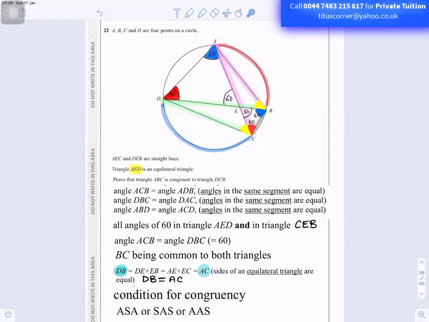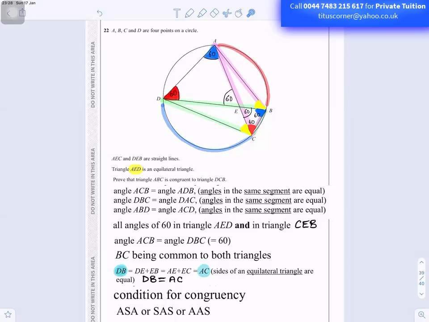So some of the things you want to consider are angle ACB and angle ADB. Angles in the same segment are equal. Angle DBC and angle DAC. Angles in the same segment are equal. Angle ABD and angle ACD. Angles in the same segment are equal. So it's just to look at the 2 blue angles are the same, the 2 red angles are the same, and the 2 yellow angles are the same. If you look at the arc from that side, 2 blue angles are the same, 2 red angles are the same, 2 yellow angles are the same.